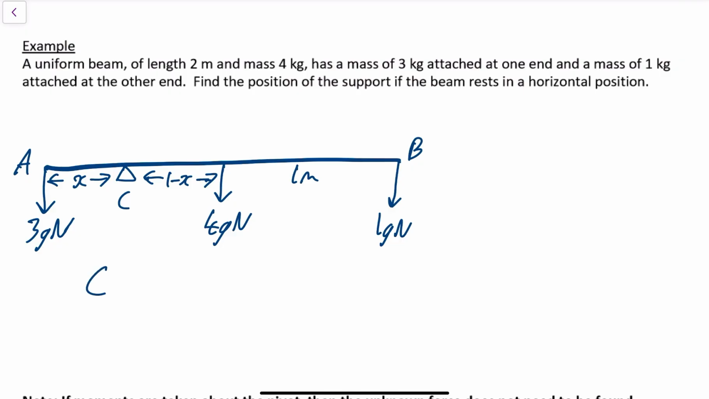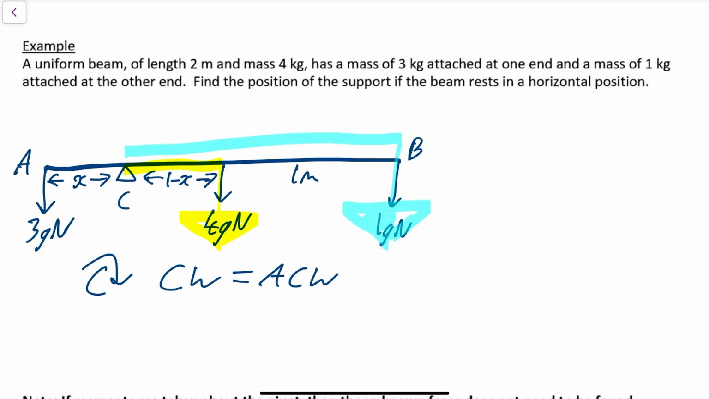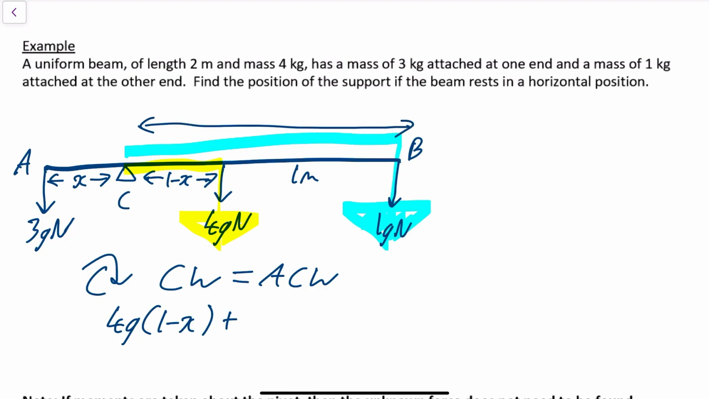So we'll just say take moments about C, and again we're doing clockwise equals anti-clockwise. So clockwise, we have two forces. We have this one in yellow, and we have this one in blue. So they're my two clockwise. So I have 4g times 1 minus x, and this wee distance here, I forgot to mark it on, would be 2 minus x. So I'd have 1g times 2 minus x.